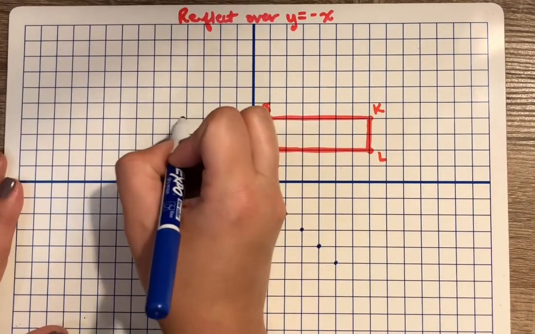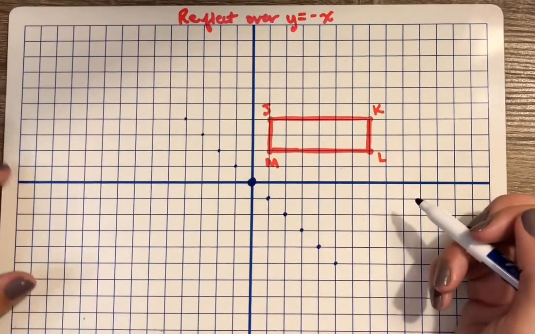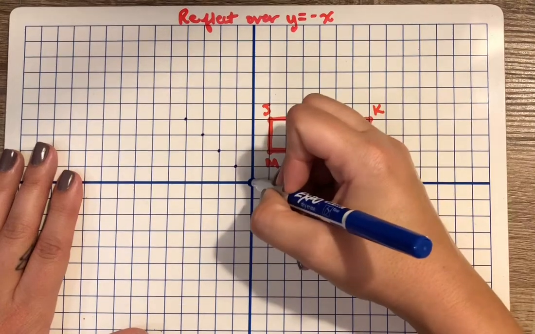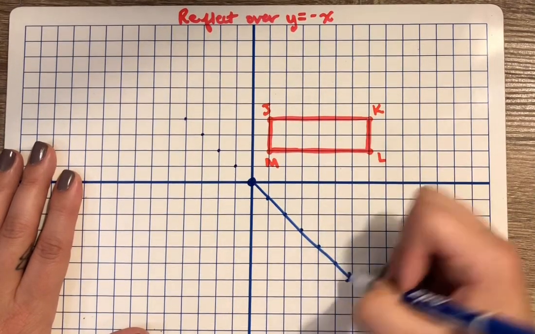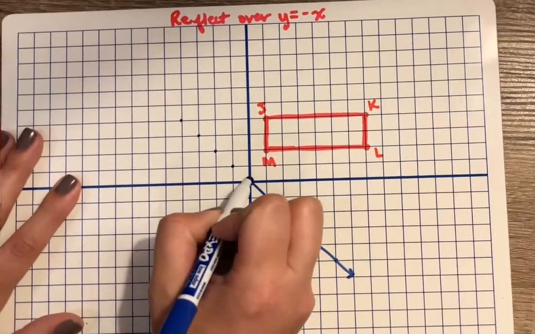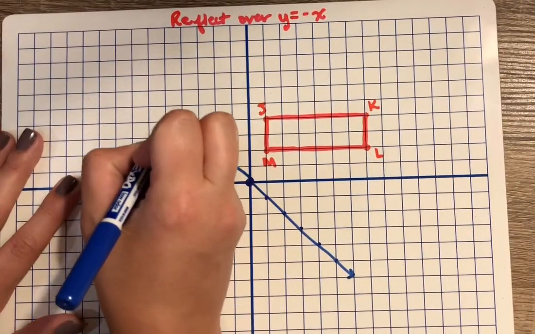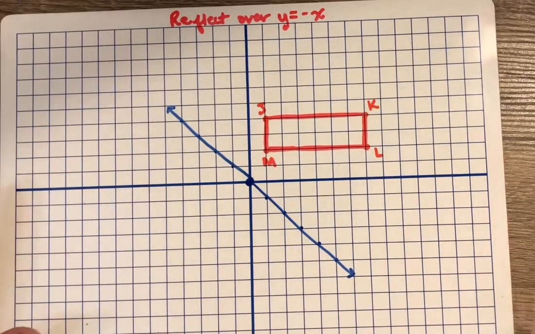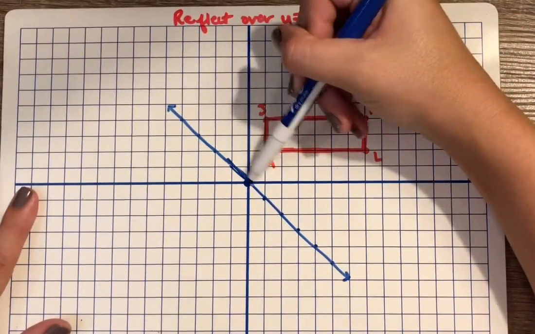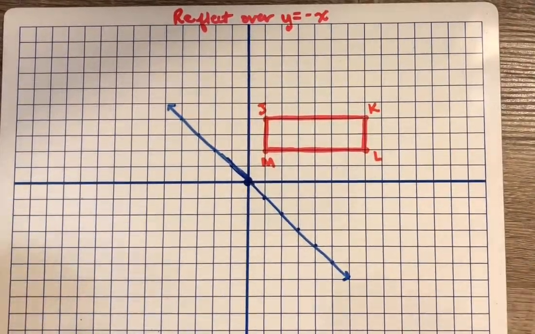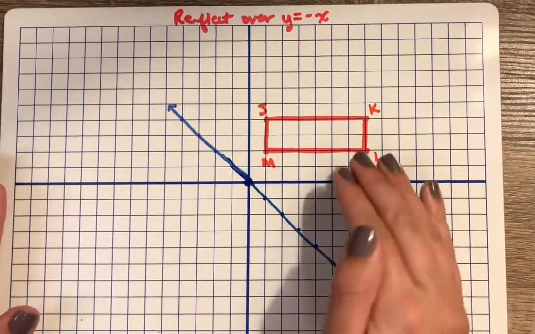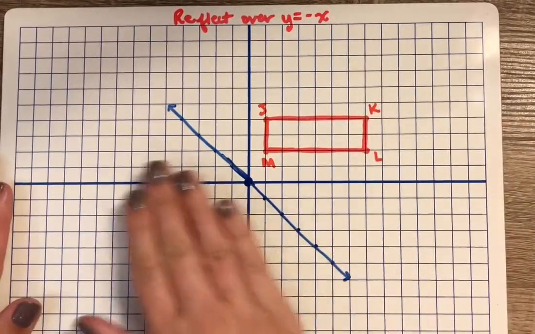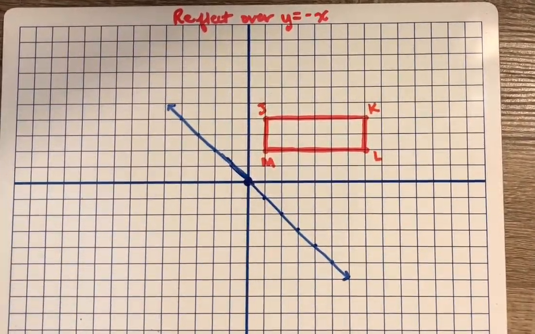So I'm putting those points so that when I draw the line of reflection, I'm doing it as precisely as possible. Okay, so there's my line of reflection as best I can freehand. Okay, so I'm reflecting over this diagonal line. So my new rectangle is going to end up on this side of the line of reflection.